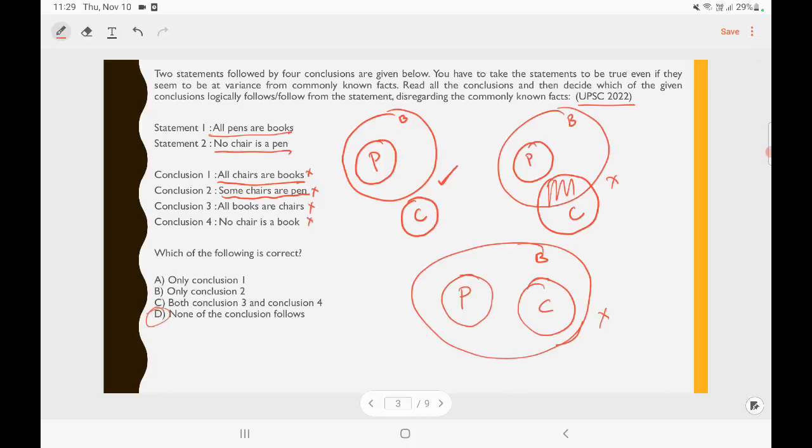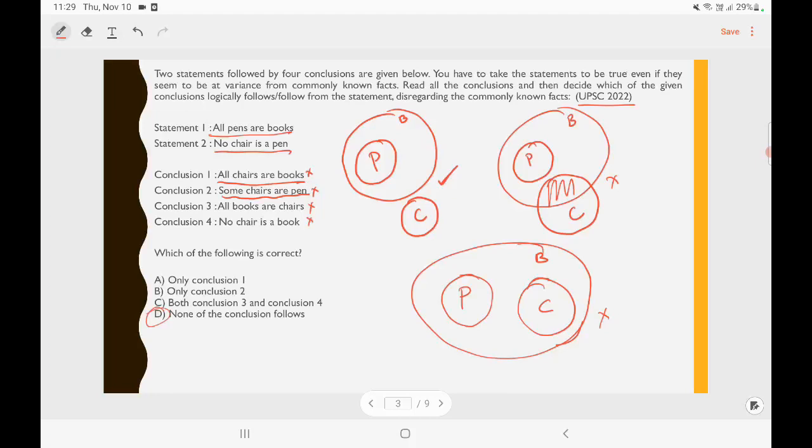But you should know that this must not always be true. If the statements are extreme, there is a high chance that it's going to be wrong. And if the statements are a possibility, then there are high chances that it is going to be correct.